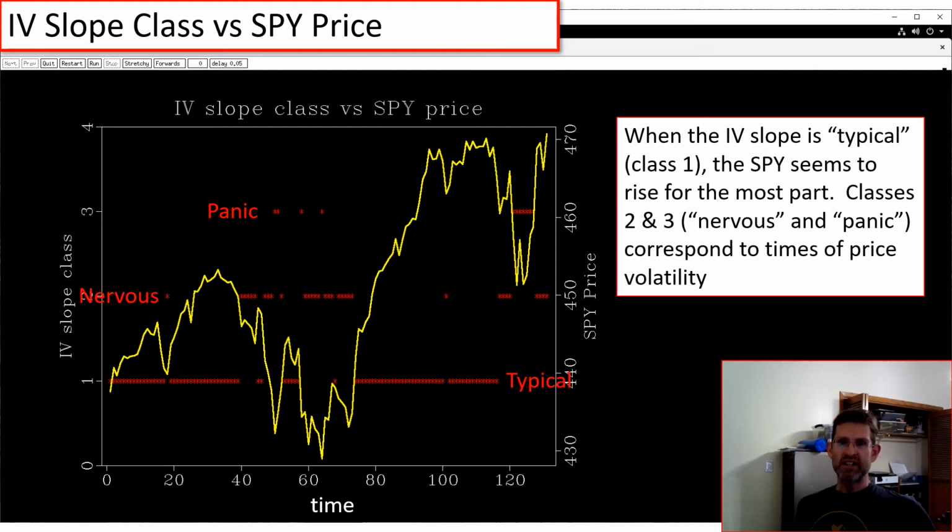So the nice quiet times where the market is just marching dumbly upward is in typical class, and it's for 20 or 30 days in a row. So nervous and panic classes correspond to times of higher price volatility, as you can see here.